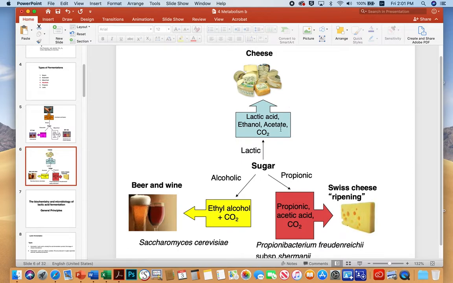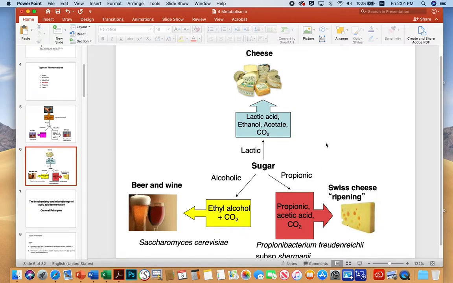And down here then is our alcoholic fermentation, where the desired end product is ethyl alcohol and CO2. Again, you can see the CO2 manifesting as a nice creamy head on this beer, or the zing in a champagne. The type organism that we use is typically Saccharomyces cerevisiae.